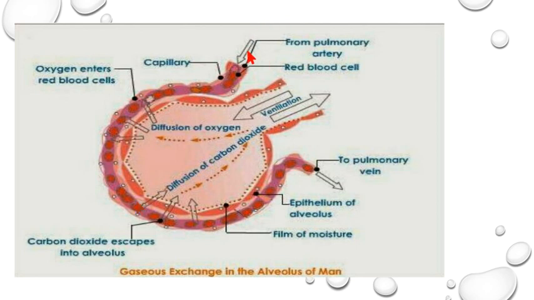The pulmonary artery, which brings deoxygenated blood from the heart, enters into the lung. This pulmonary artery is responsible for bringing deoxygenated blood from the heart into the lungs. And this pulmonary artery divides into pulmonary arterioles and then capillaries where gaseous exchange can occur. Once blood gets oxygenated, then it enters back into the heart by means of the pulmonary vein.